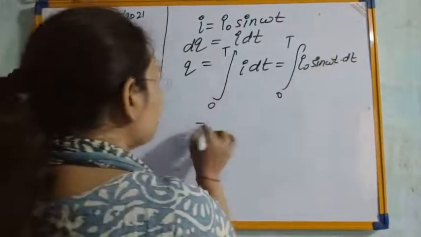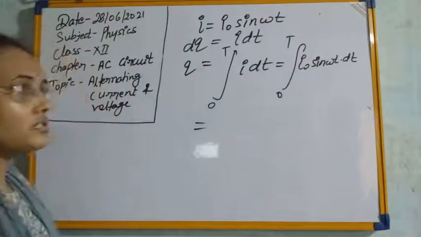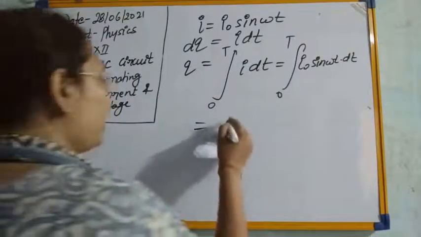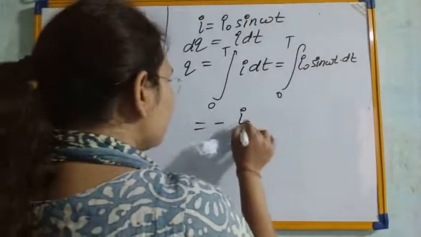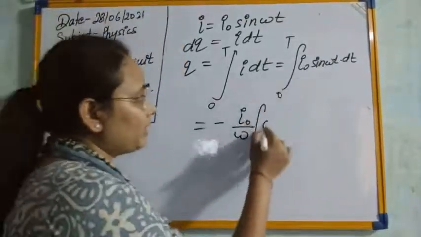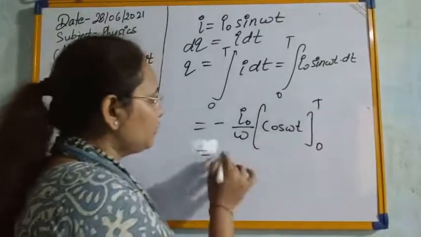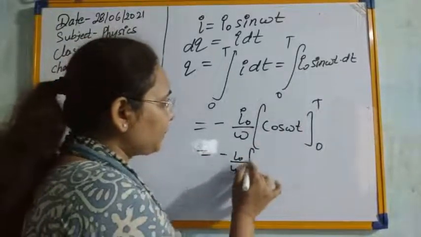So whenever you integrate sine omega t, its value will be minus cos omega t upon omega. So let's write the minus value outside. This is minus I0 upon omega, and inside it will be cos omega t, from 0 to T. So let's put in the upper limit and lower limit.